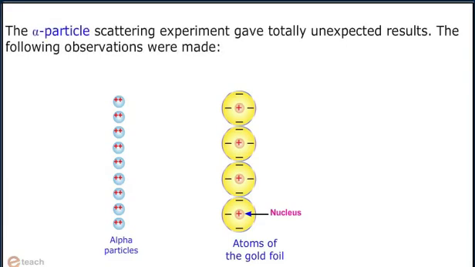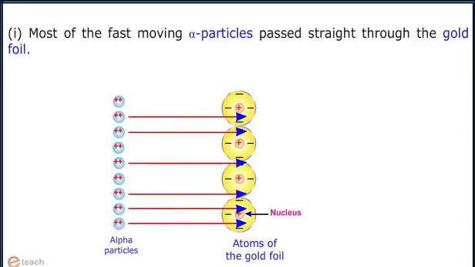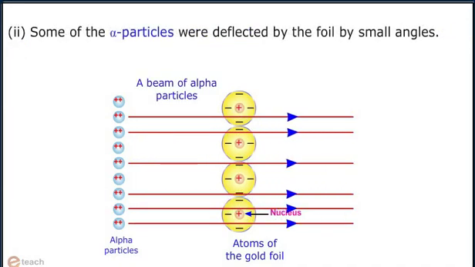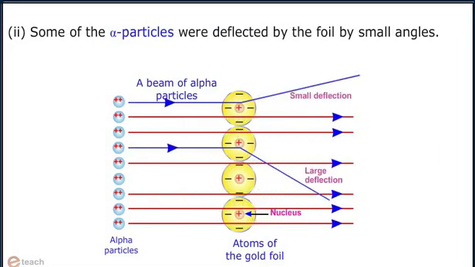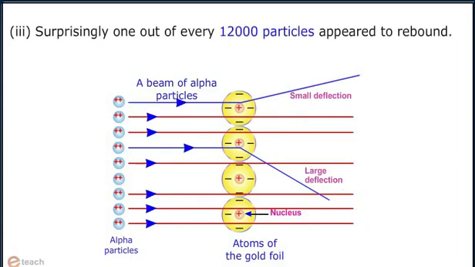The alpha particle scattering experiment gave totally unexpected results. The following observations were made. Most of the fast-moving alpha particles passed straight through the gold foil. Some of the alpha particles were deflected by the foil by small angles. Surprisingly, 1 out of every 12,000 particles appeared to rebound.